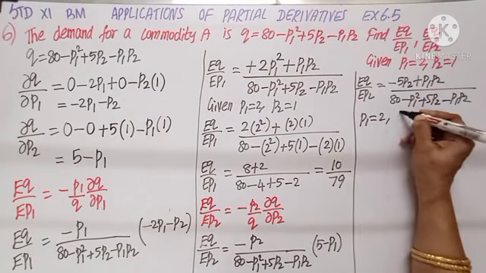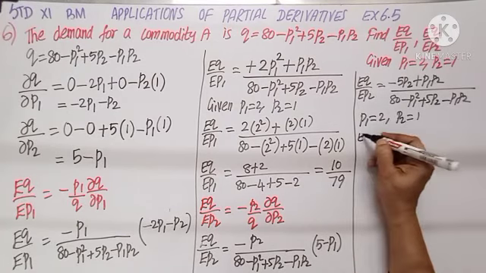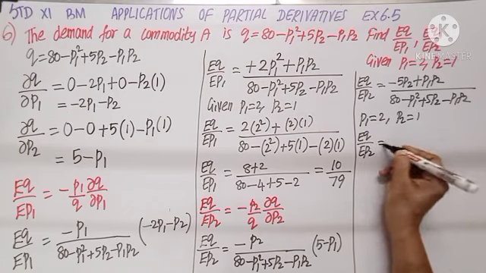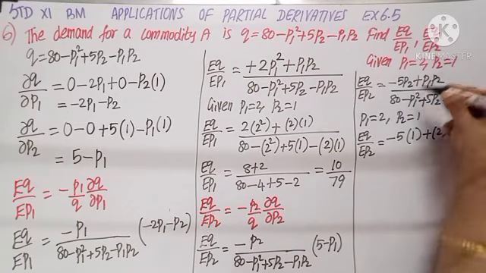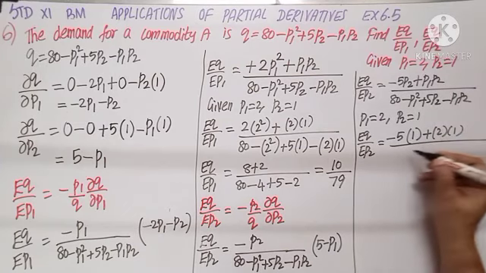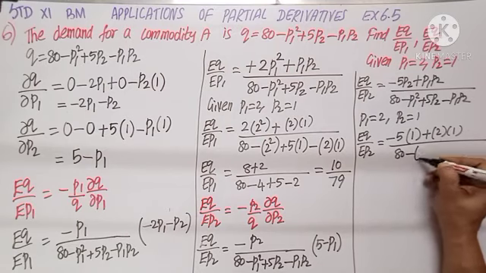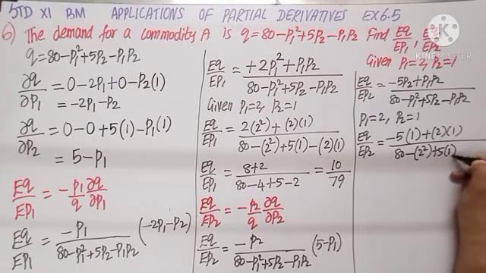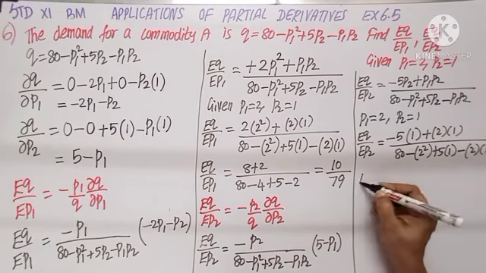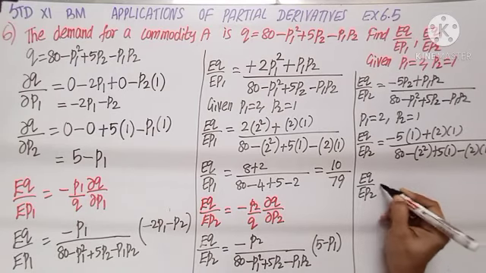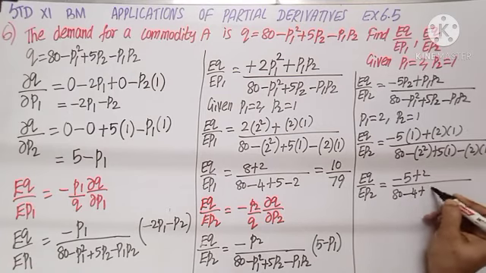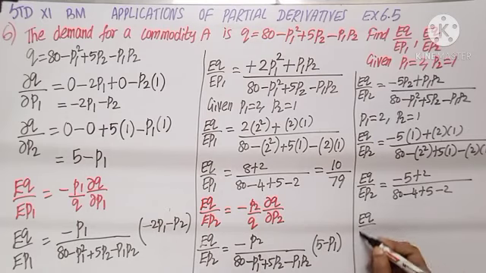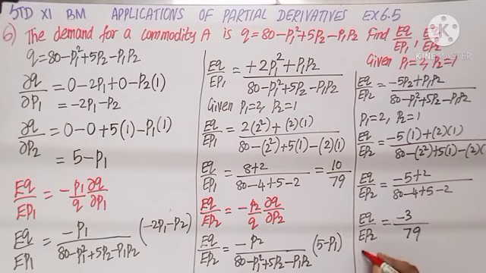Wherever P1 comes 2 and P2 comes 1. So EQ by EP2, as you substitute, minus 5 into 1 plus 2 into 1, where P1 is 2, P2 is 1. Denominator 80 minus 2 square plus 5 into 1 minus 2 into 1. Minus 5 plus 2 by 80 minus 4 plus 5 minus 2. Simplifying which we get the answer minus 3 by 79.